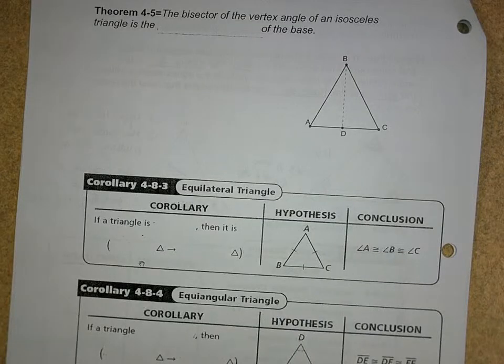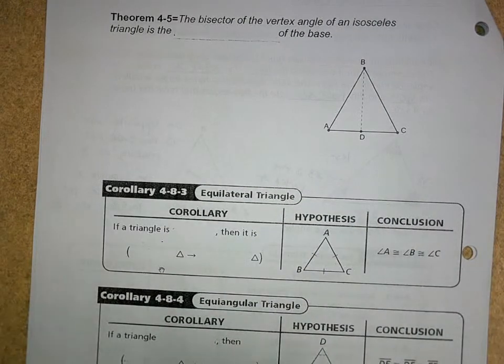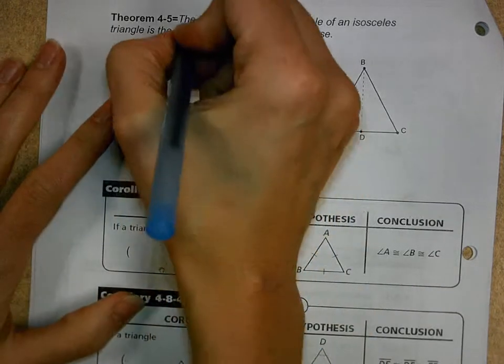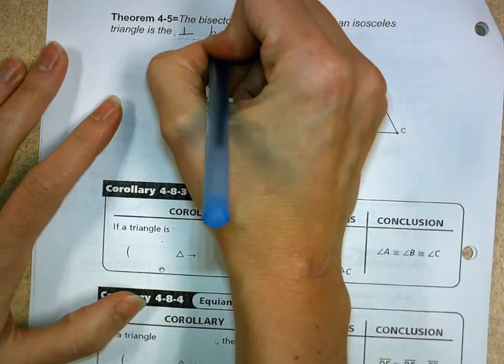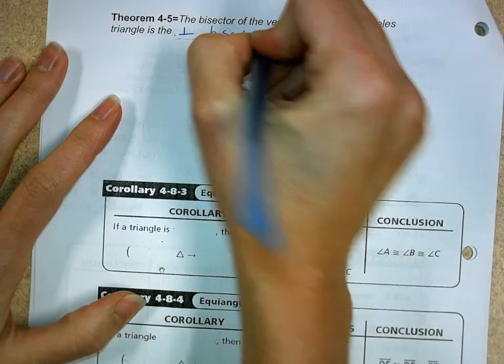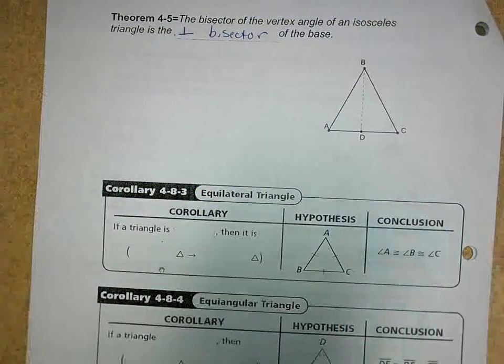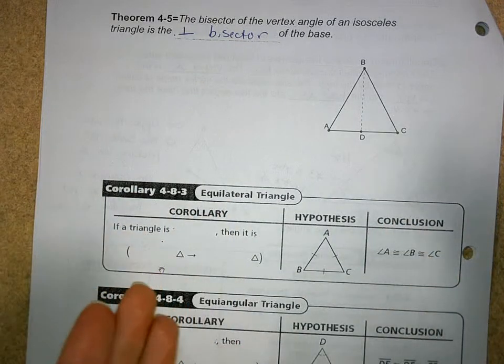Some of you actually, in the previous notes, started asking questions about this, and it was kind of cool how you figured it out. I want to emphasize how knowing congruent triangles really helps this. Here's Theorem 4.5. It says the bisector of the vertex angle of an isosceles triangle is the perpendicular bisector of the base. So first of all, let me give you an idea what this means.